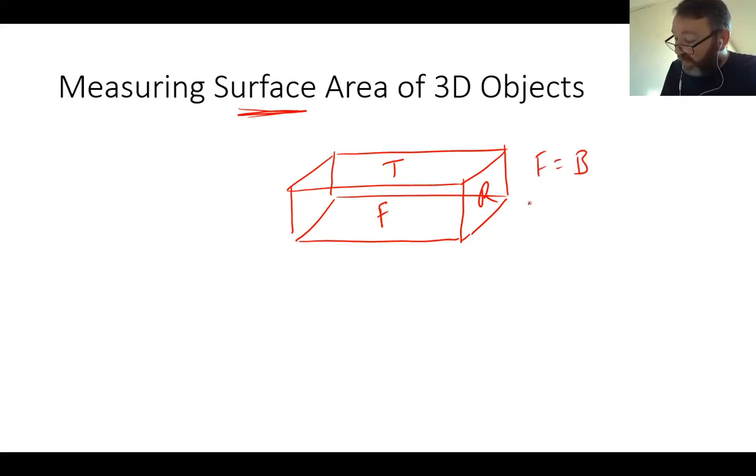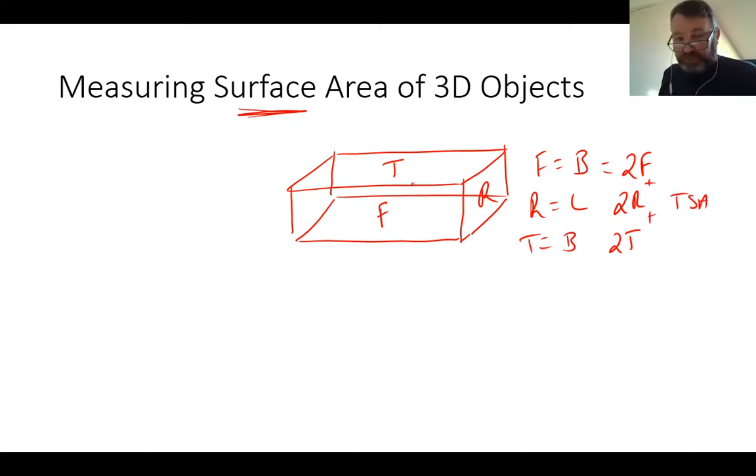So front is equal to the back, the right is equal to the left, and the top is equal to the bottom. So therefore what I could say is that the surface area would be 2 times the front, plus 2 times the right face, plus 2 times the top, okay? And that added together would give you the total surface area of this particular 3-dimensional object.